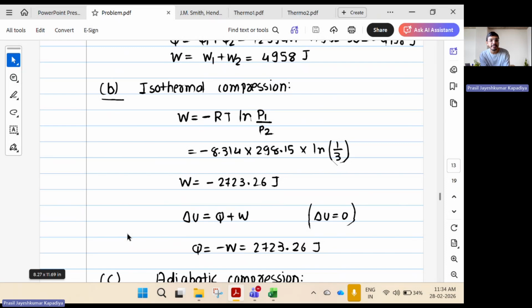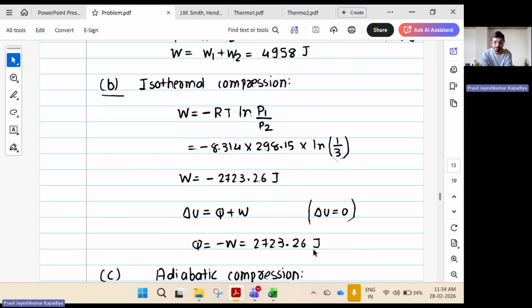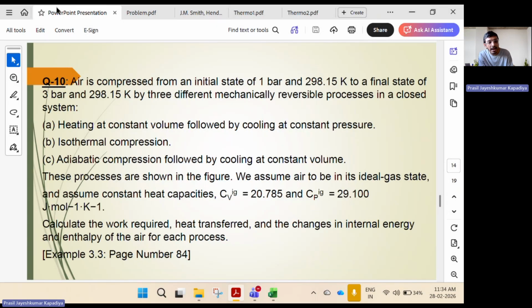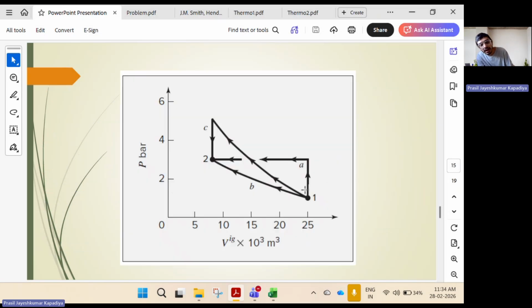Okay. We know delta U is Q plus W, and delta U is equal to 0. Therefore Q will be equal to minus W, that is 2723.26 joules. So for this isothermal process, heat needs to be added to the system. Now the third path that is given to us is isothermal compression followed by cooling at constant volume. So this is my isothermal compression where I am going from 1 to C, followed by cooling at constant volume.